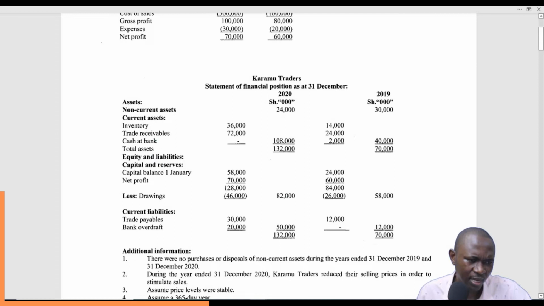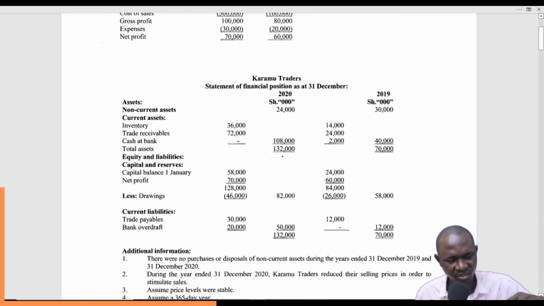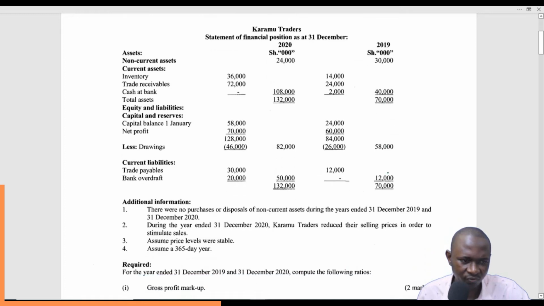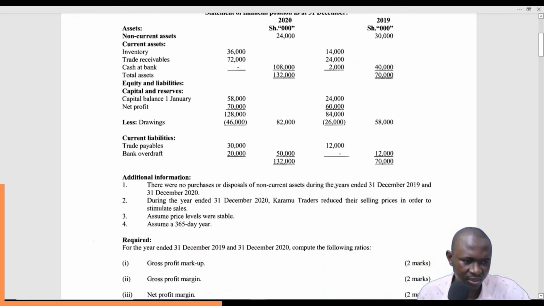Equity, so we have assets, non-current assets, we have them there. Current assets, we have them there. Then the assets are balancing the way they have done. It's basically assets vis-a-vis the liabilities. So you can see assets 132,000, liabilities 132,000 for 2020, assets 70,000 for 2019, liabilities 70,000 for 2019.